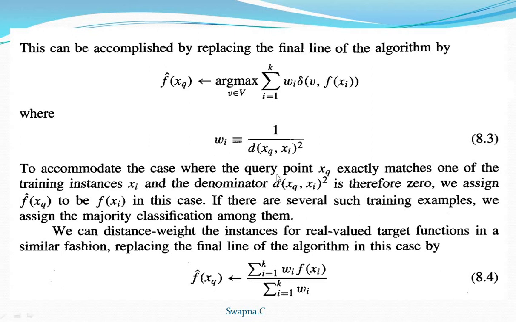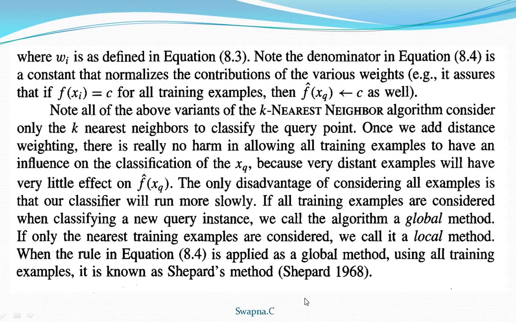And these formulas are for the discrete valued target function. Here we give one more formula to find the target function. For the continuous target function, this is the formula to get the classification of the new query instance. The summation of this one, here we are considering weights.